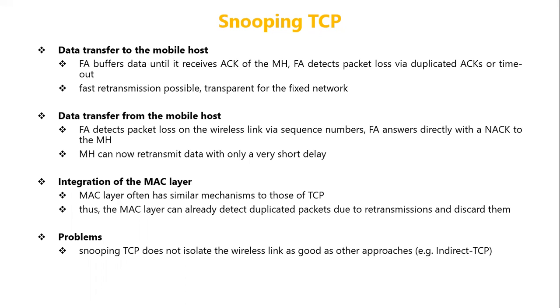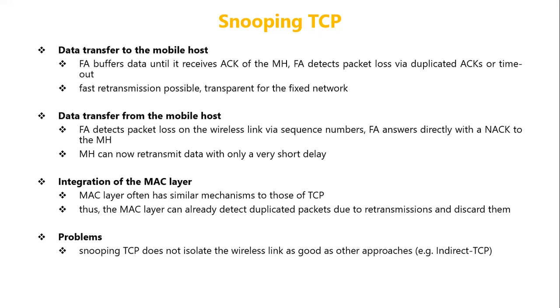So the problem with snooping TCP is that it does not isolate the wireless link as well as indirect TCP. Okay, this is the disadvantage of snooping TCP. The main advantage of snooping TCP is that the end-to-end TCP semantics are preserved. Okay, it maintains the end-to-end TCP semantics. I think it is clear.